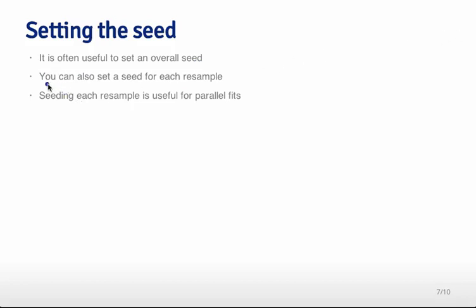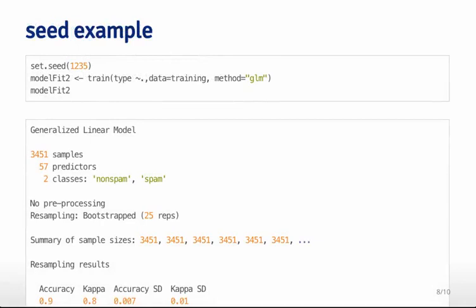If you're doing parallel computation, you can also set the seed for each resample. You can do that with the seed argument to the train control function. Seeding each resample is particularly useful for parallel fits, but is often not necessary when you're doing all your processing in a way that isn't parallel. So here's an example of that.